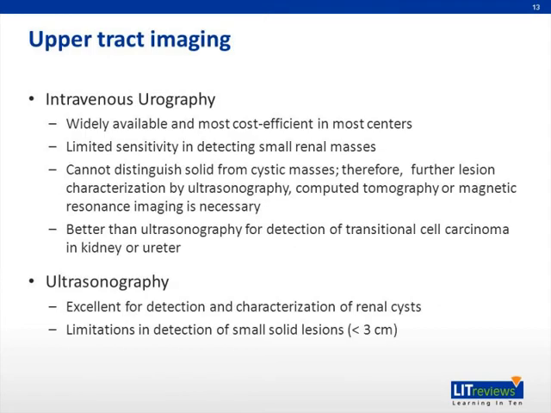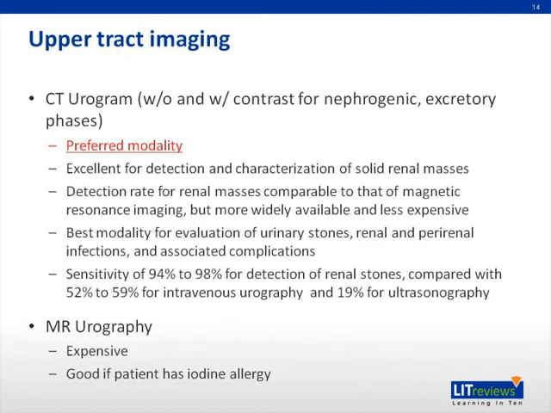The point of upper tract imaging is to identify any tumors, lesions, or stones. Upper tract imaging includes an intravenous pyelogram plus renal ultrasound, or a CT urogram without and with contrast, or an MR urography.